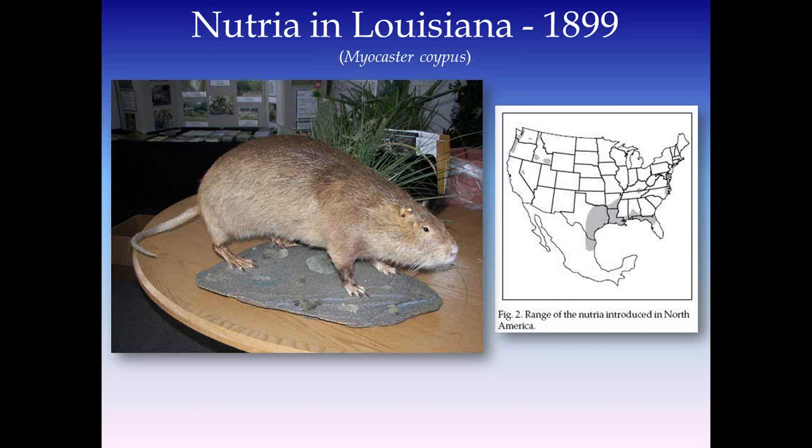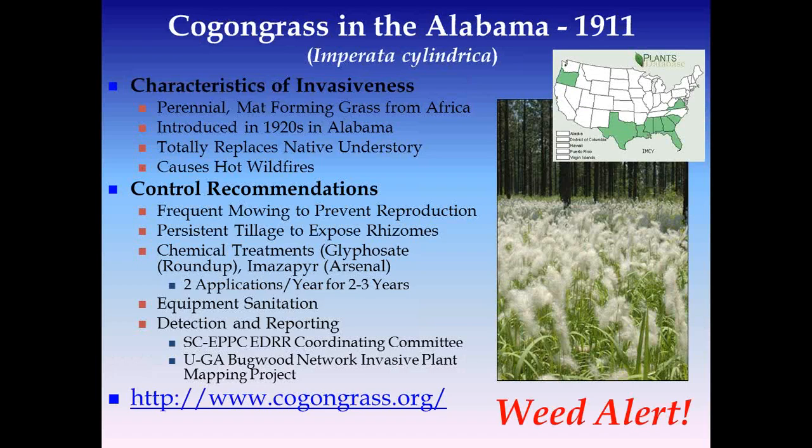Cogongrass was imported into Alabama in 1911. It was actually a hitchhiker. It was used originally in packing for some shipments that came into Mobile, Alabama in 1911, and later it was imported on purpose as a forage grass, and it turned out this is one of our worst weeds of the South.